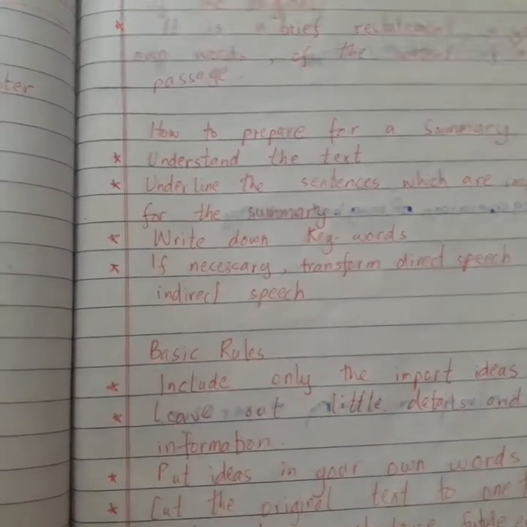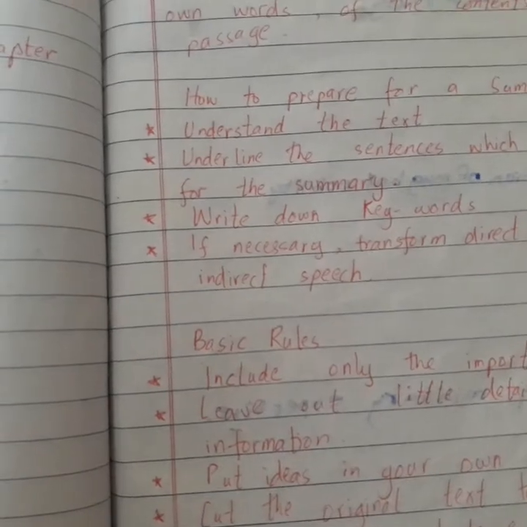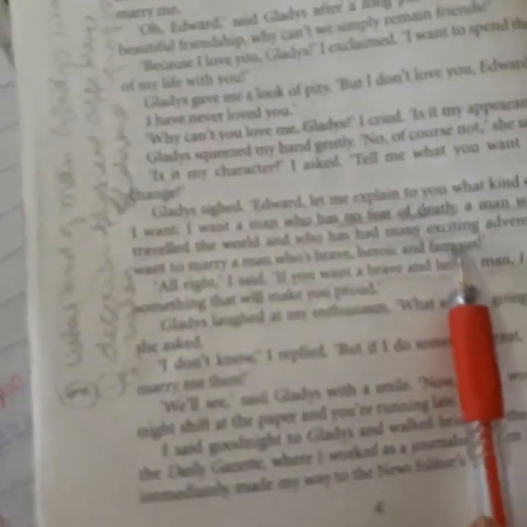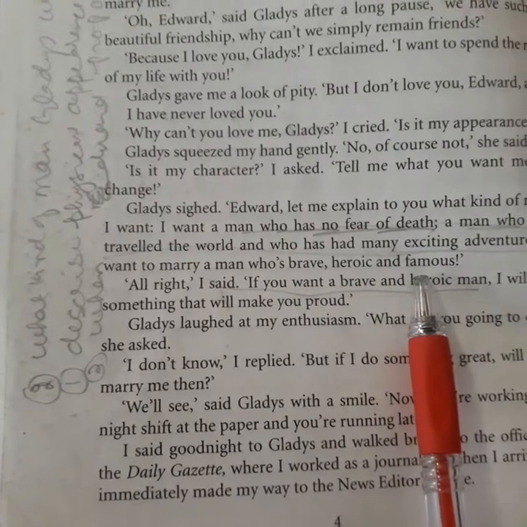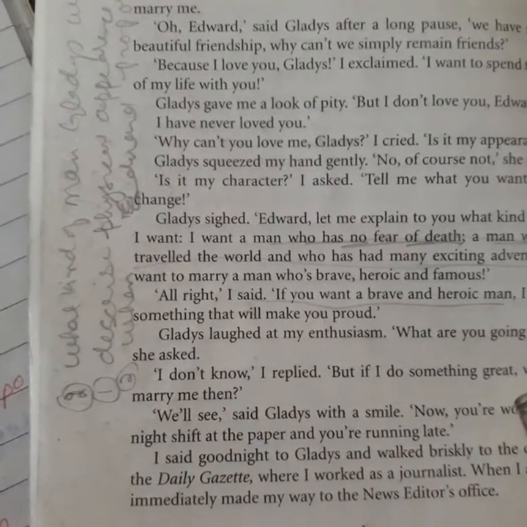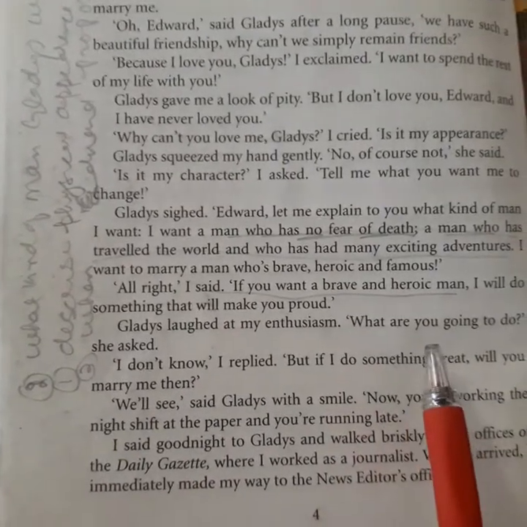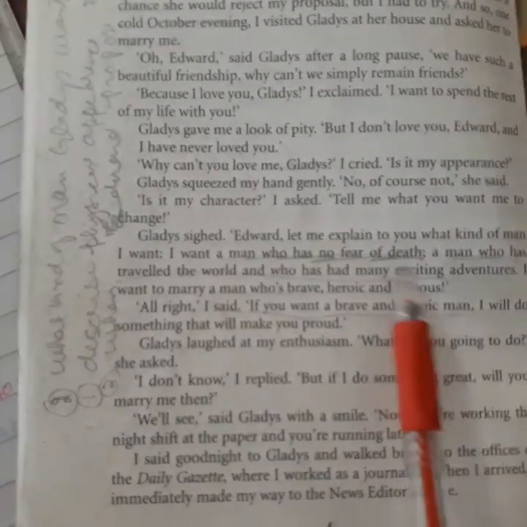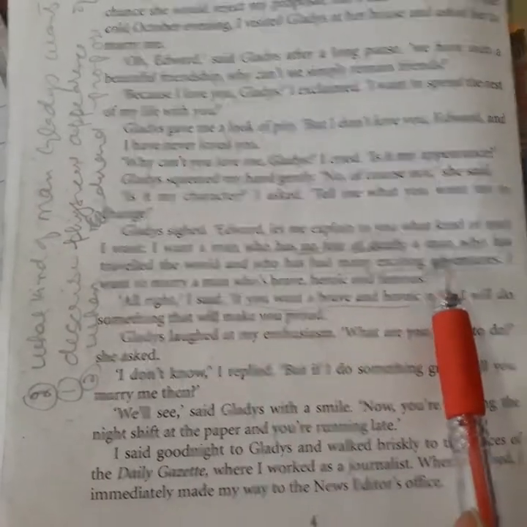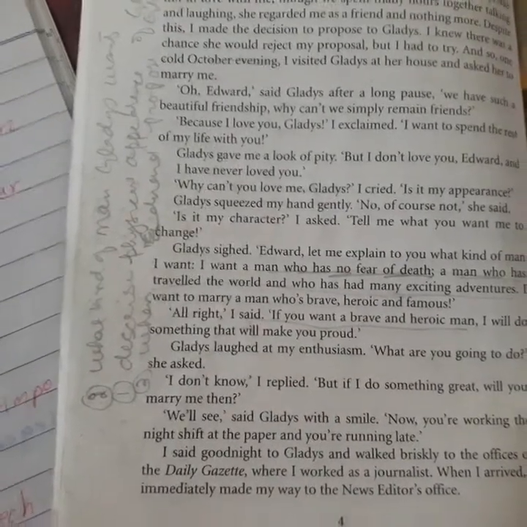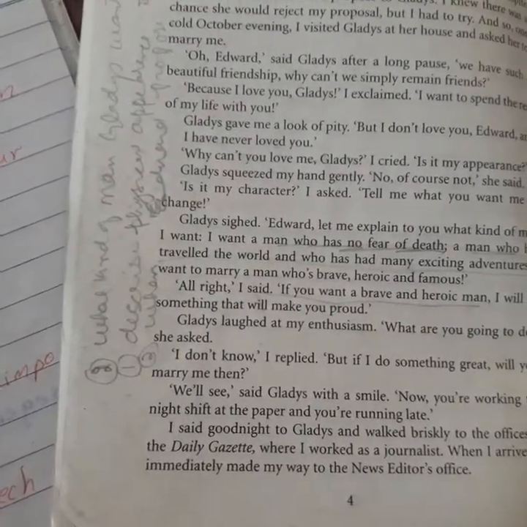And for example, in the first chapter, it's given that Gladys is saying that she wants to marry a man who is brave and heroic and famous. You can convert this information into indirect speech because it is something important. You can write it like this, that Gladys refused to marry him because she wanted to marry someone who is brave, heroic and famous. But you don't need to write each and every word she said, like a man who has no fear of death, a man who has traveled. Just summarize it. Just choose the important information from this.